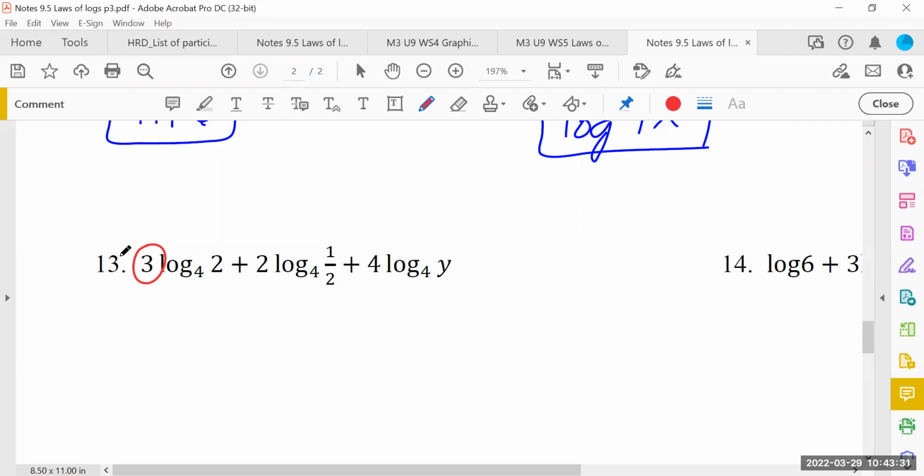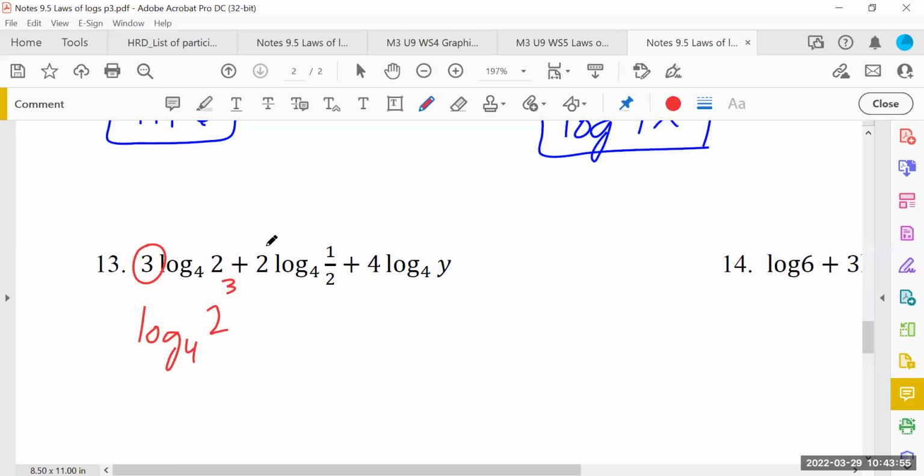And not here. Nathan S., what do I do with that 3? On which number? On the 2. Does that make sense? The 4 is just the base of the log. They're all log base 4s. Log base 4 of 2 to the 3rd power.